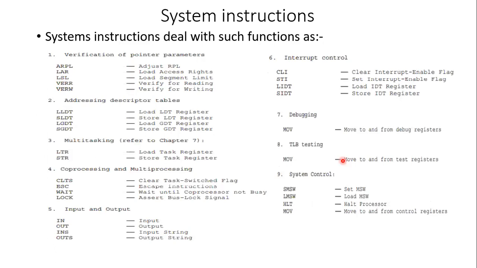Then the next is the system instructions. There are some instructions that deal with system functions. They are given below, just for your reading. First is the verification of pointer parameters, then addressing the descriptor table, then multitasking, then co-processing and multiprocessing, input output, interrupt control, debugging, TLB testing, and system control.